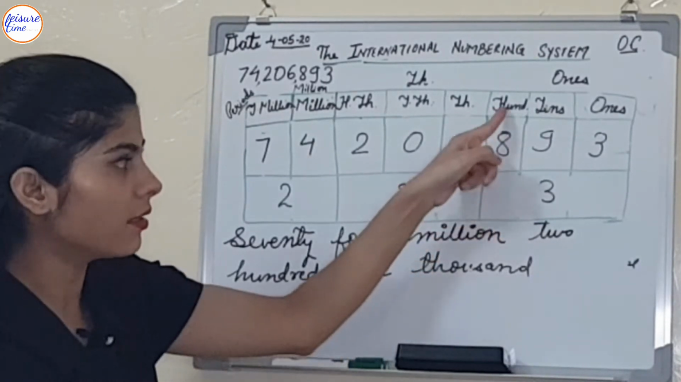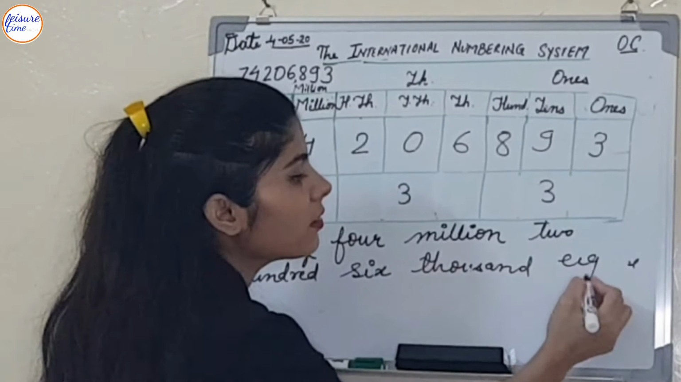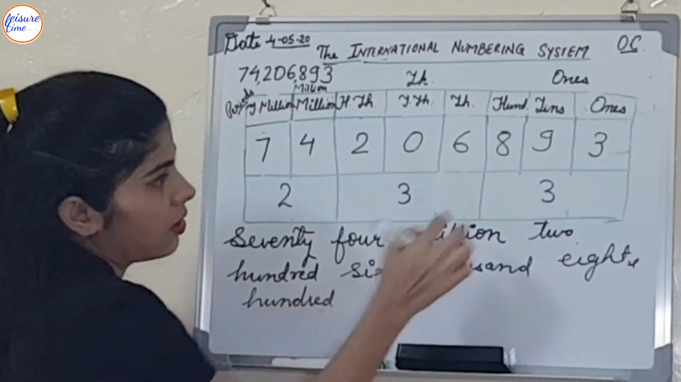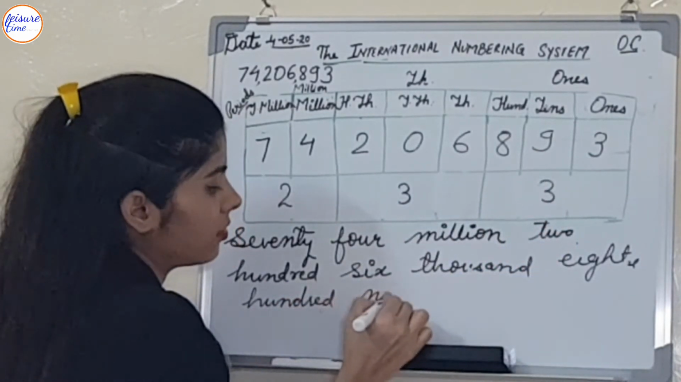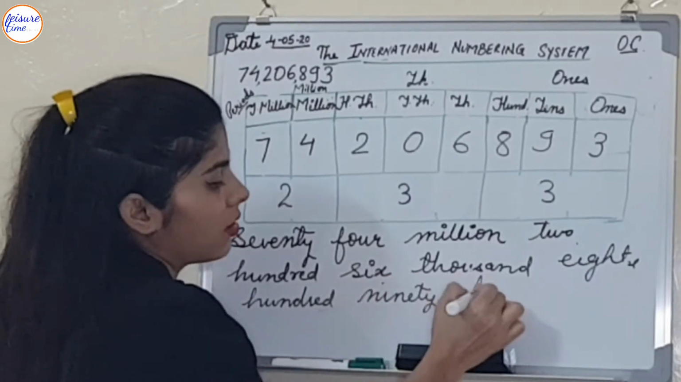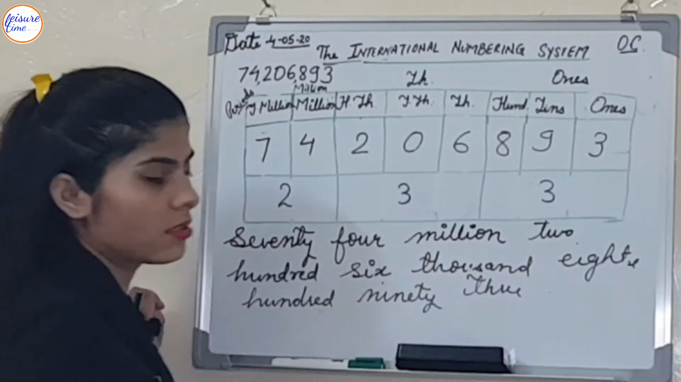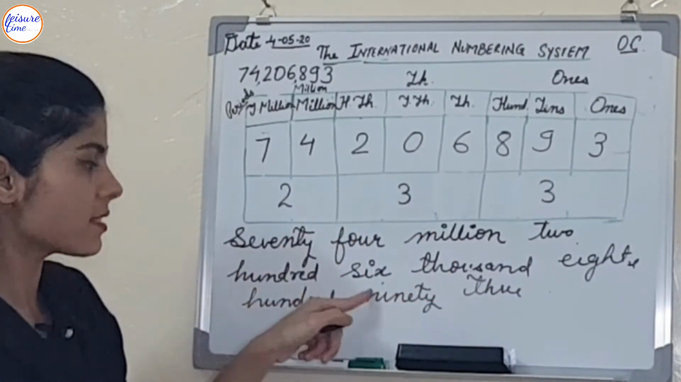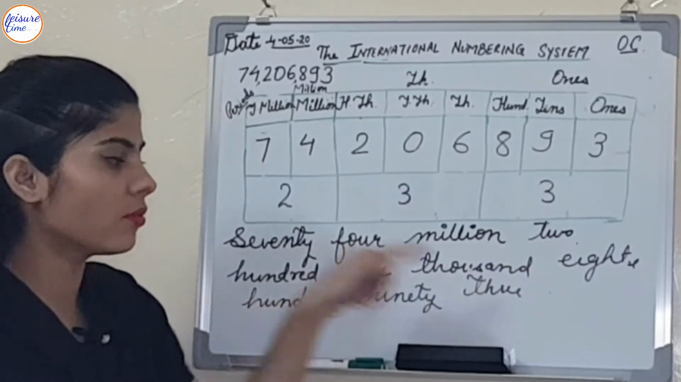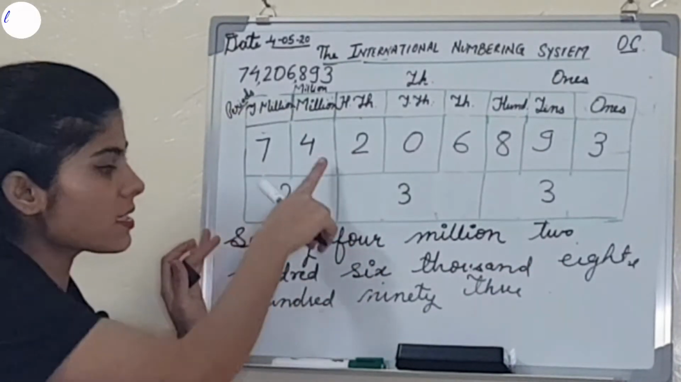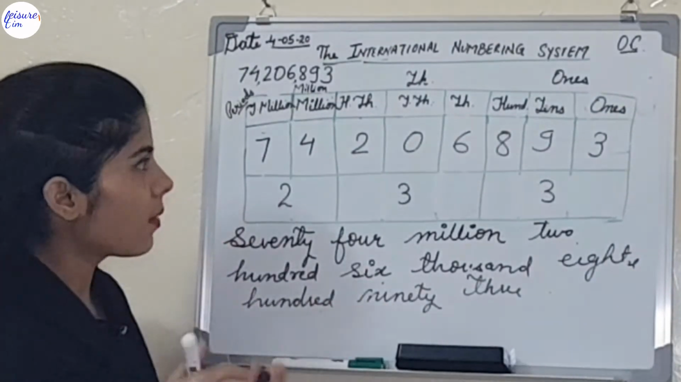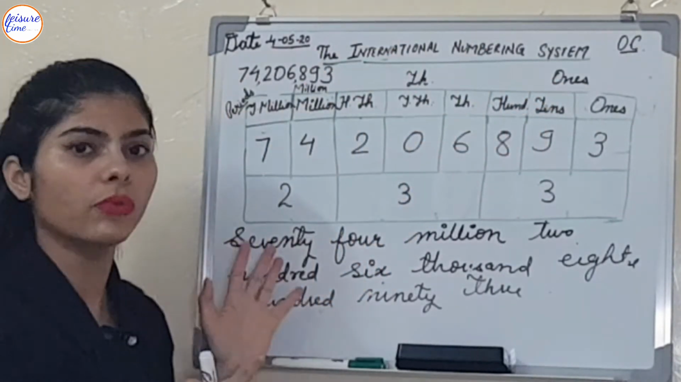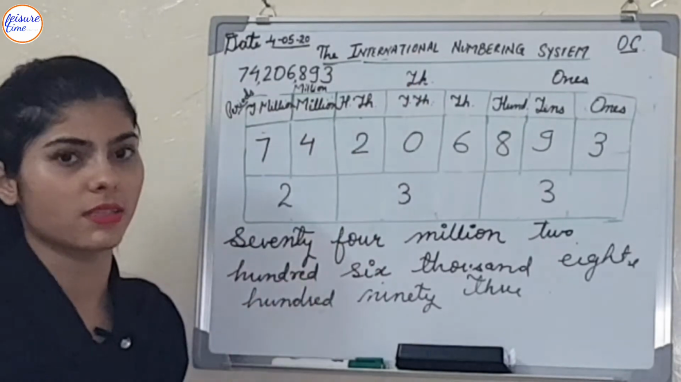Now next 8. What is the position of 800? So write here 800. 93 means 93. 93. So finished. Repeat it: 74,206,893. These digits and words are in the International Numbering System. So this is how we will write in the International Numbering System.